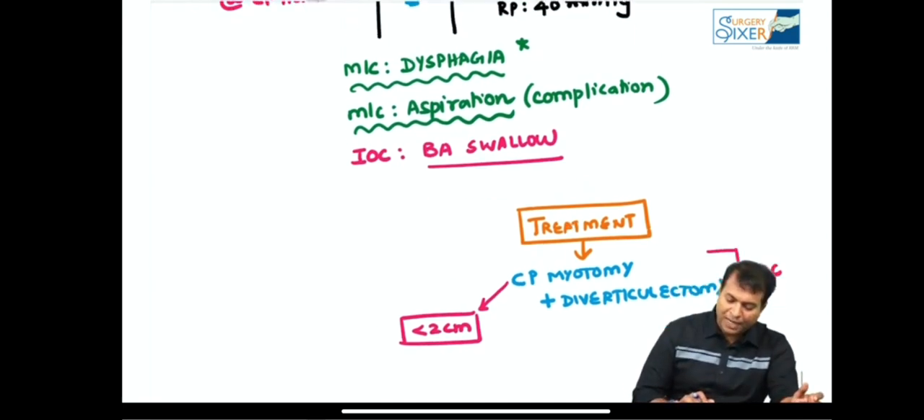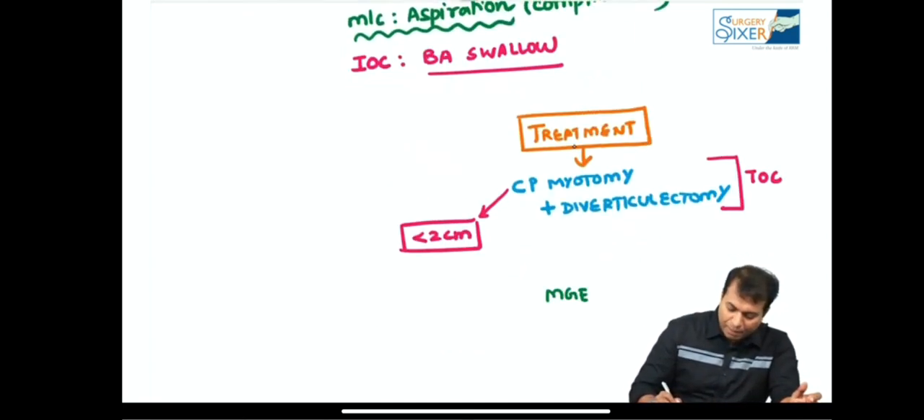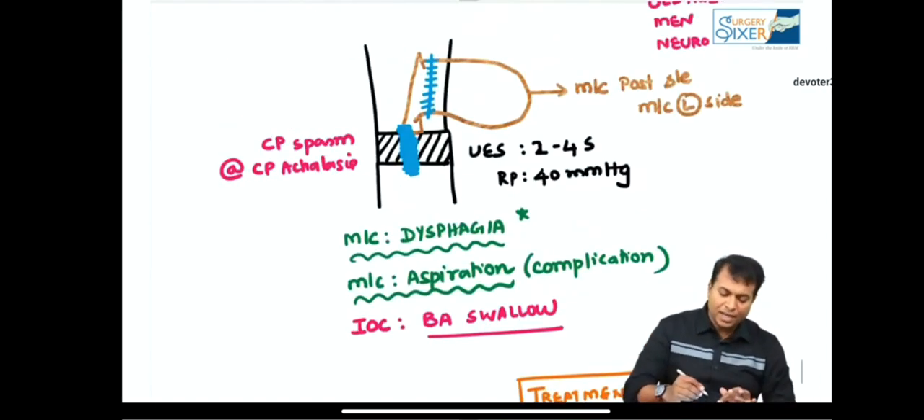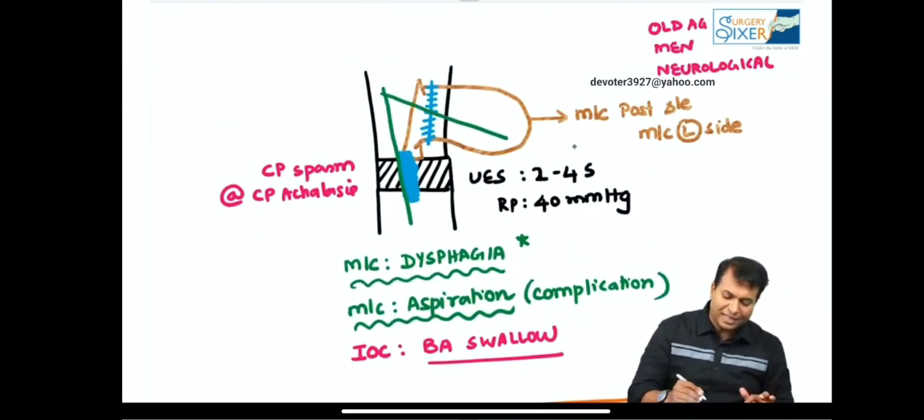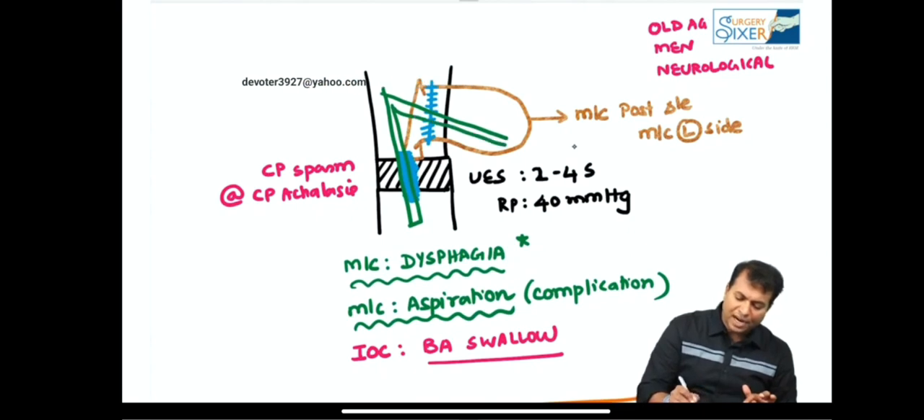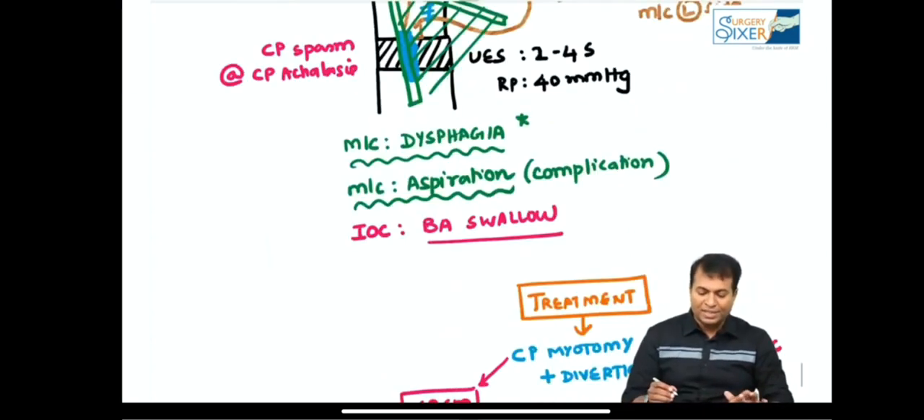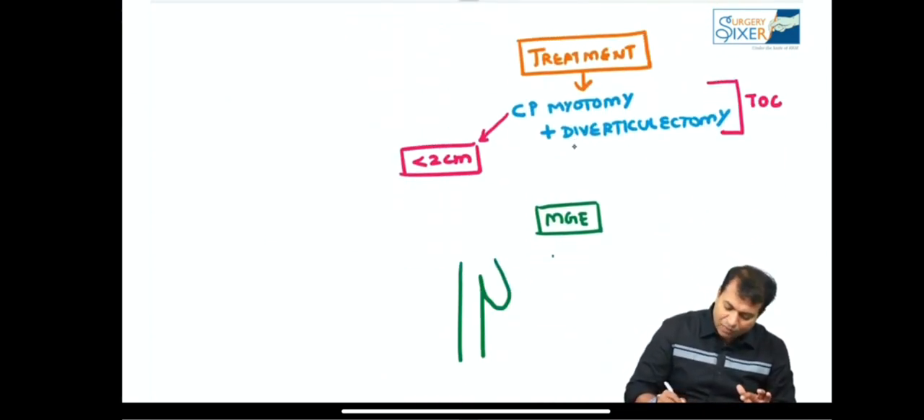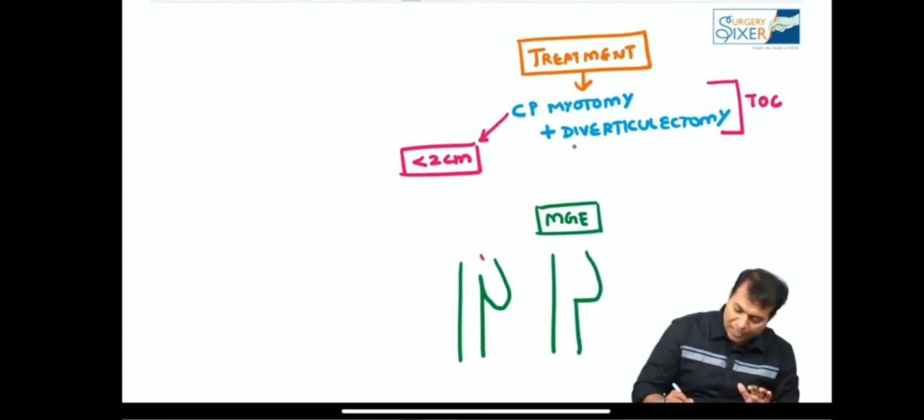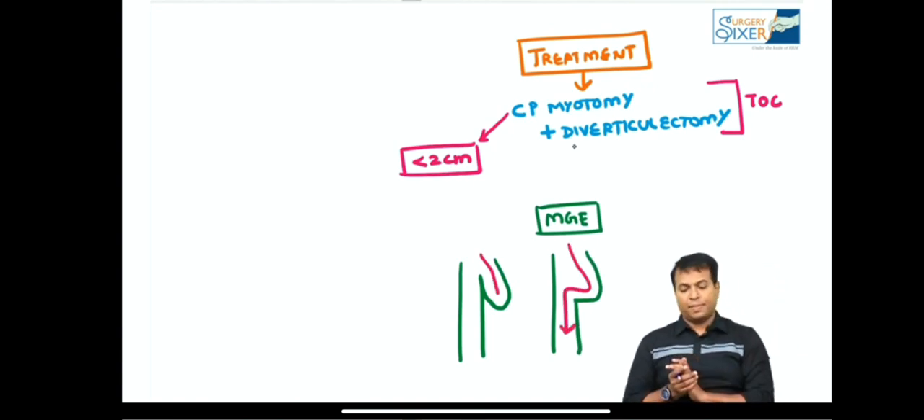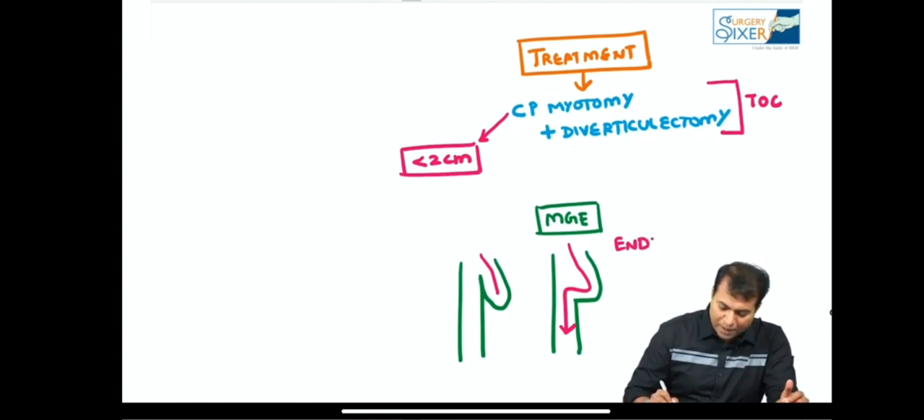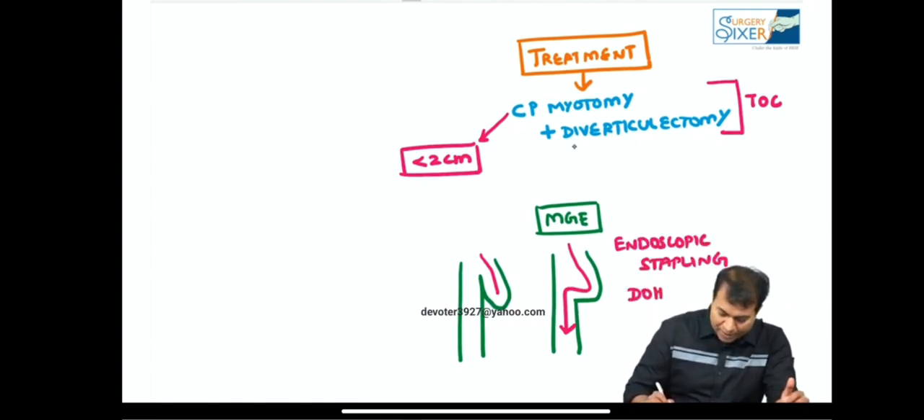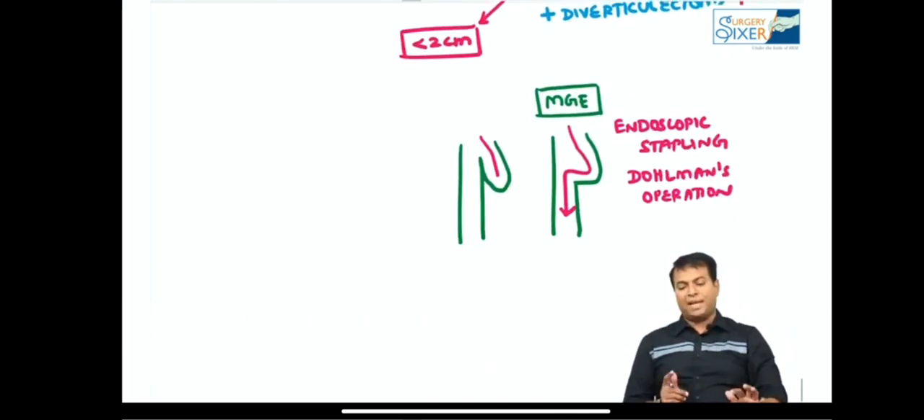And there is one more treatment, usually done by medical gastroenterology guys. They have a special treatment in which they pass a stapler, one limb into the esophagus and another limb into the diverticulum, and they staple like this. Once they staple, the diverticulum will be converted, so thereafter the food particles will not go and stay there; they pass through into the esophagus. This endoscopic stapling technique is known as Dollinger's operation. Please don't forget the name. Dollinger's operation is an endoscopic stapling technique. High yield MCQ.